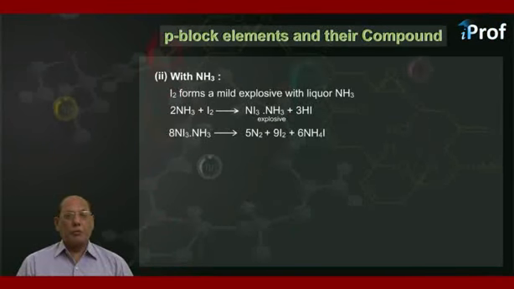Second, reaction with ammonia. I2 forms a mild explosive with liquor ammonia. 2NH3 plus I2, we get NI3.NH3. This is an explosive substance plus 3H2O.